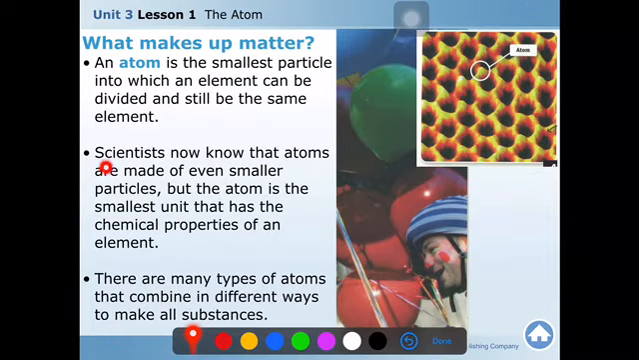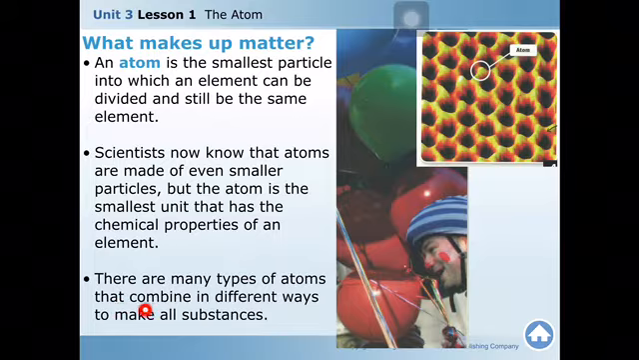Okay, let's continue. Scientists now know that atoms are made up of smaller particles, but the atom is the smallest unit that has the chemical properties of an element, as I explained before. The chemical properties of the elements can be seen in one atom. The smaller particles, we call them subparticles, inside of the atom are not able to show the chemical property of it. There are many types of atoms that combine in different ways to make all substances.